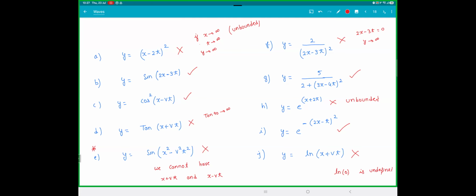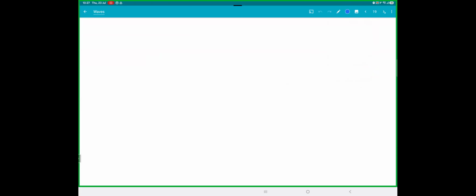So you have to satisfy those 3 conditions. Let's see one more. We have a wave equation y equals 5 by 2 plus 3x plus 2t whole square. This is a wave equation. Find amplitude, wave speed, and plot the y-x graph, basically the shape of the string, the photograph, at t is equal to 3 seconds.